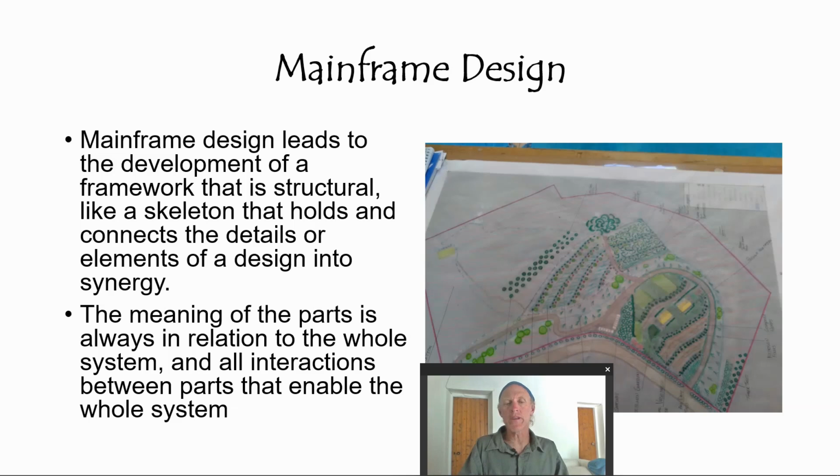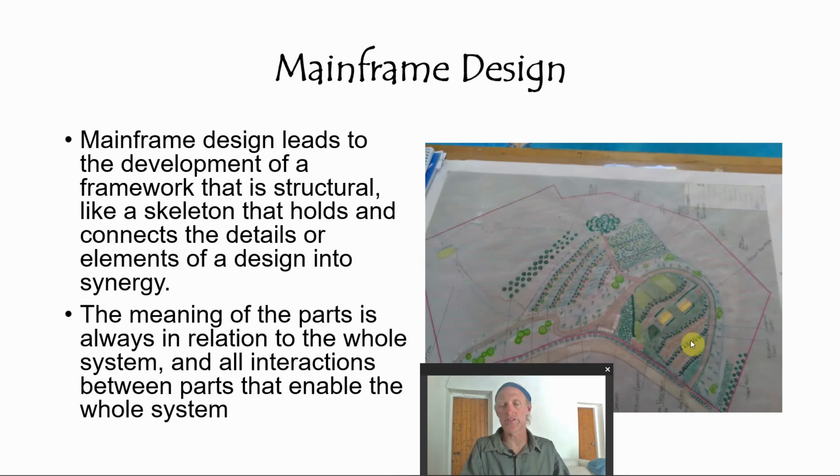Because the meaning of the parts of a system is always in relation to the whole system. Okay. And it is the interactions between the parts, the connections between the parts that enable the whole system. And that connectivity is established through pattern. All right. And it's not just something we do in design, it's something we do whenever we approach any task. We always take a big picture view and move into the smaller. We always get the structure together and then we go into the details.